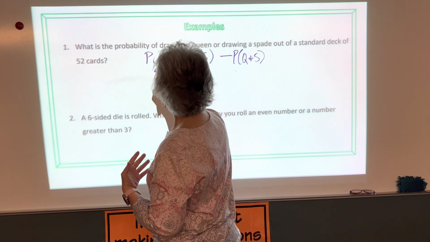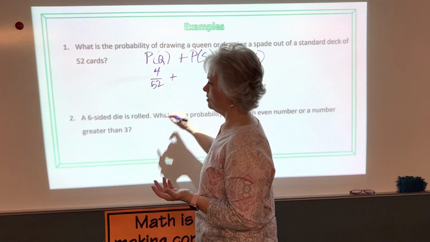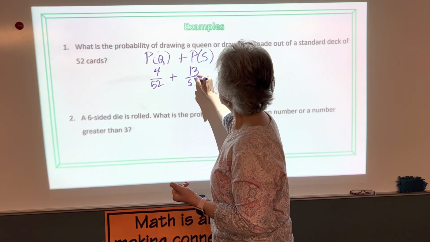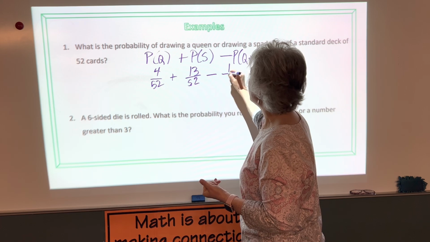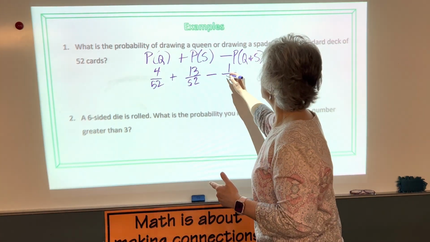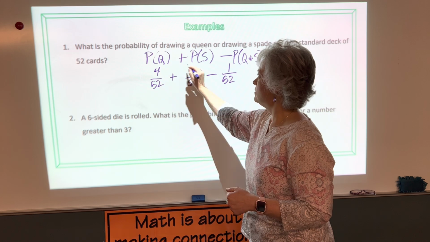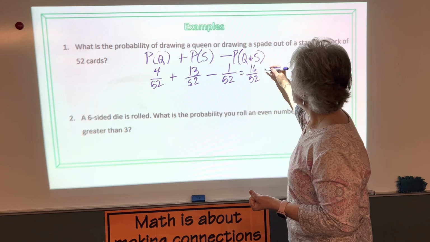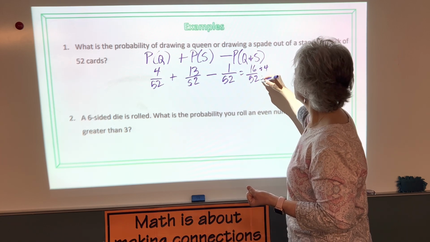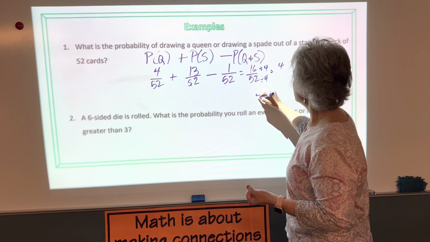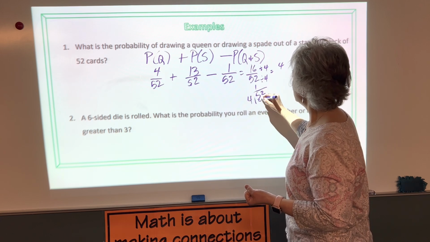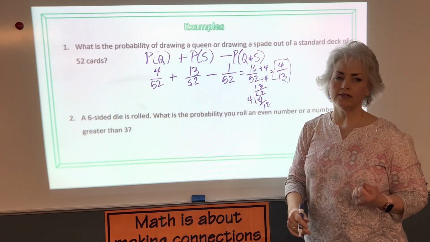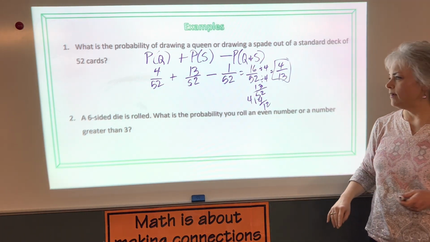So we have 4 queens in the 52 cards. We have 13 that are spades. Okay, and then we have to subtract that we have 1 that is a queen and a spade. Okay, so we have 17 minus the 1, which is 16, and then we're going to reduce that. So 52 divided by 4 is 13, and 16 divided by 4 is 4. So that's 4 out of 13. 4 out of 13. Okay?